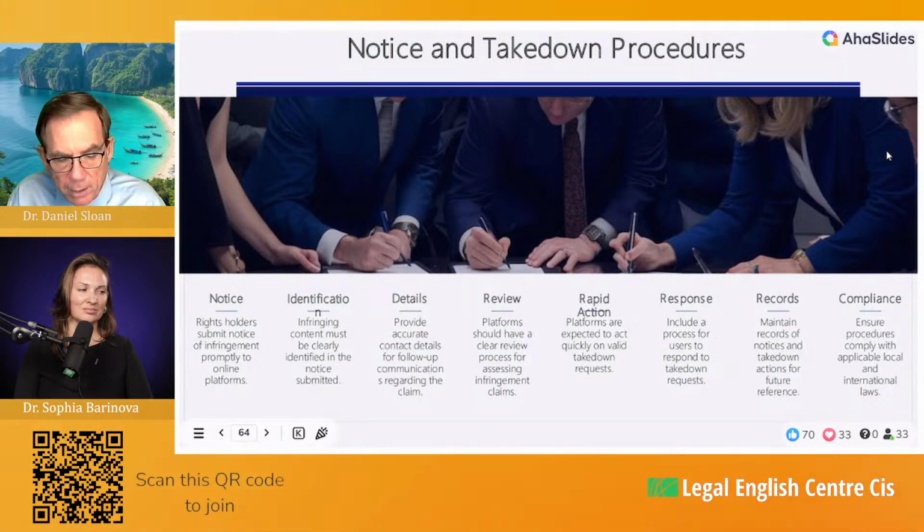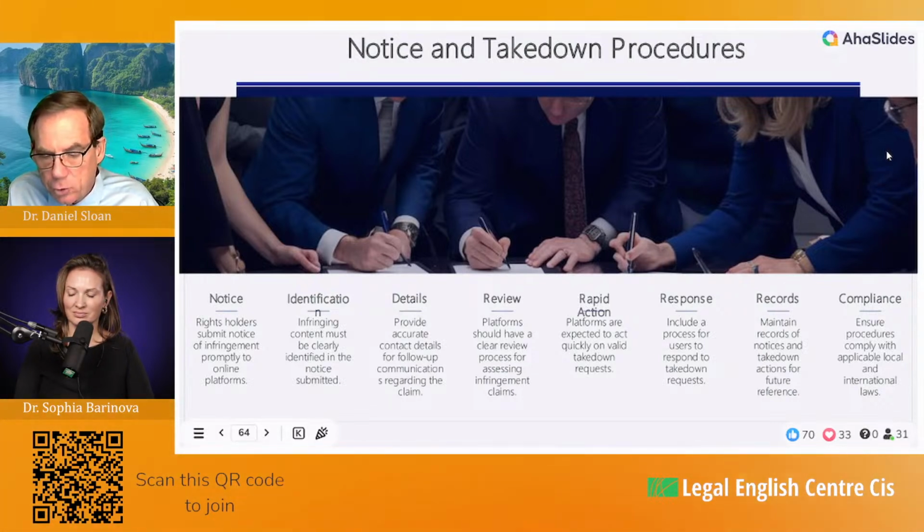Review: platforms should have a clear review process for assessing infringement claims. Rapid action: platforms should expect to act quickly on valid takedown requests. Response: include a process for users to respond to takedown requests. Records: maintain the records of notices and takedown actions for future reference in case there is a potential for litigation. And compliance: ensure procedures comply with applicable local and international laws.